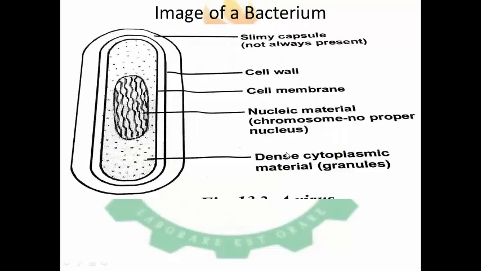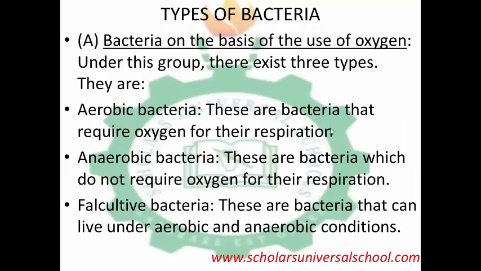So let's look at the image of a bacterium. You can see the slimy capsule, which might not always be present in most bacterium, but there is presence of cell wall, cell membrane, nucleic material. As you can see the nucleic material here, the dense cytoplasmic material or dense cytoplasmic granules. So you can see the diagram of a bacterium and you can see how it is more complex than the virus. So let's look at the types of bacteria we have.